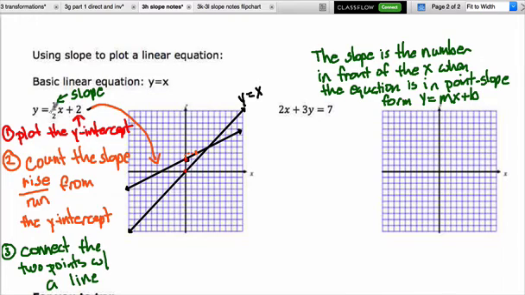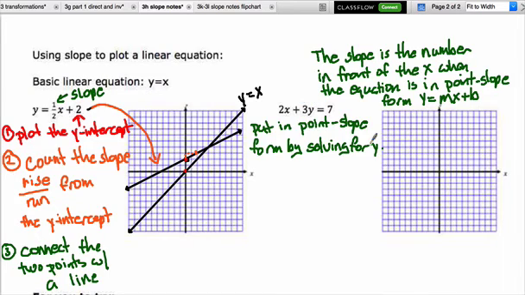Okay, notice how this was in point slope form. We had the slope, which I already told you is m, and then we have the y-intercept, which is b. So we want to make sure it's in that form. When it's not in that form, we are going to have to first put it in that form by solving for y, and that's why we spend some time rearranging equations and getting the y by itself.